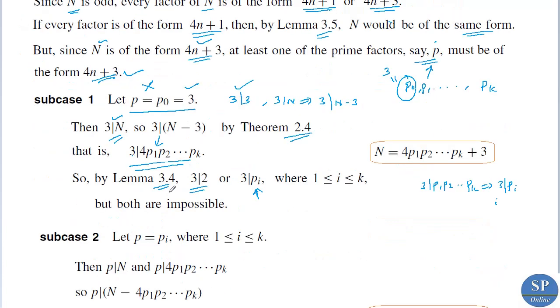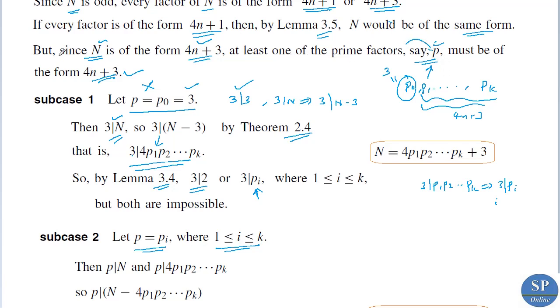Okay, now subcase 2, if p equal to pi where 1 less than or equal to i less than or equal to k, that means we know the primes of this form 4n plus 3 are p naught, p1 etc pk. So in the first subcase we supposed that this p is equal to this p naught. Now in the second subcase we are supposing that p equals one of these pi where i from 1 to k, then we have p divides n, and already we know p divides n because n is of this form, and at least one prime factor p has this form.